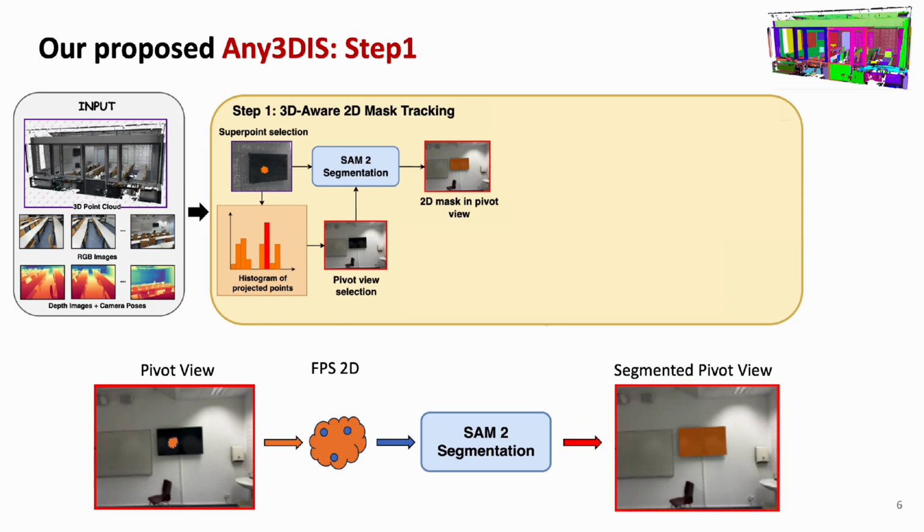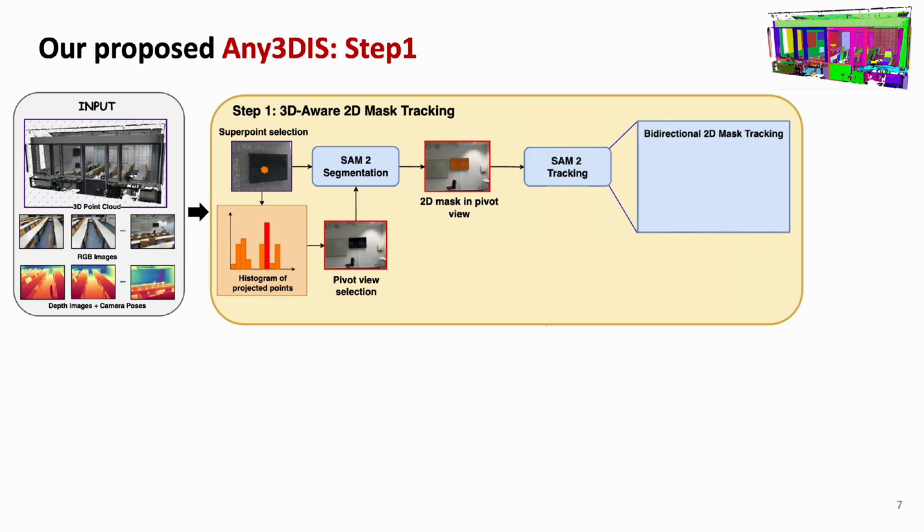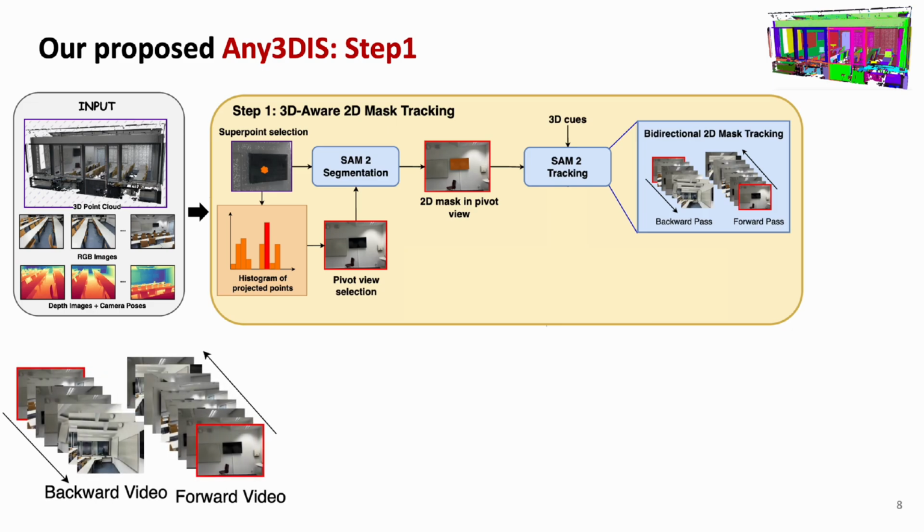Once the 2D mask is obtained in the pivot frame, it is used as a mask prompt to track the corresponding object across other views. We perform both forward and backward tracking from a pivot view, chosen for its representative appearance of the object. This strategy improves tracking accuracy and consistency across views.